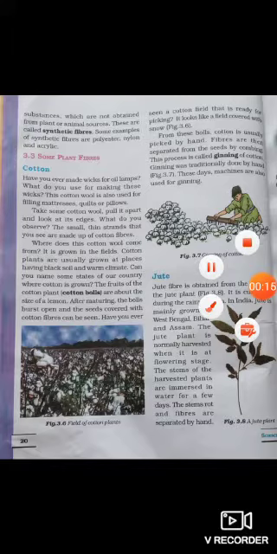Students, we will now study about plant fibers in details. Let's take cotton first. Cotton. Have you ever made wicks for oil lamps? What do you use for making these wicks? This cotton wool is also used for filling mattresses, quilts or pillows. Take some cotton wool, pull it apart and look at its edges. What do you observe? The small thin strands that you see are made up of cotton fibers.